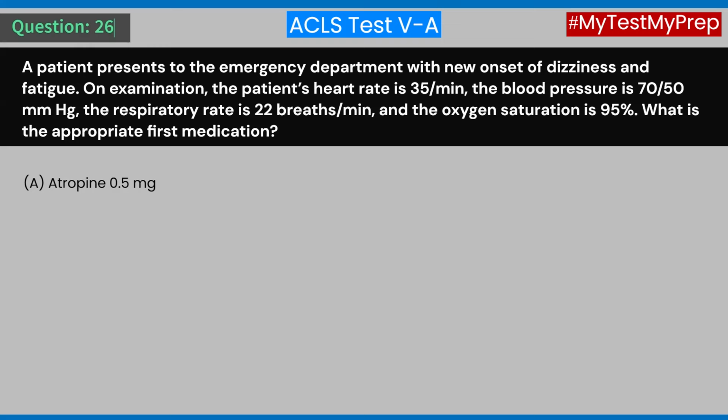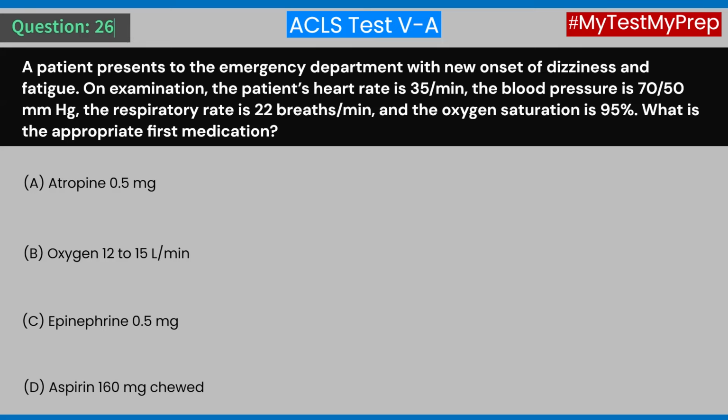A. Atropine 0.5 mg. B. Oxygen 12 to 15 liters per minute. C. Epinephrine 0.5 mg. D. Aspirin 160 mg chewed. Answer A.